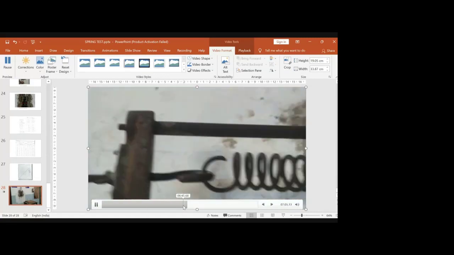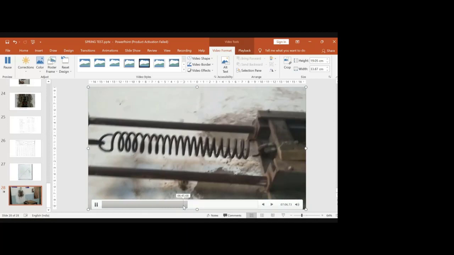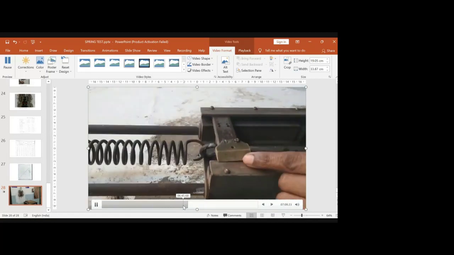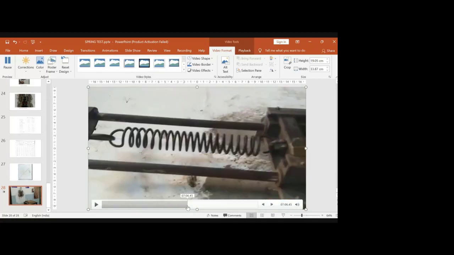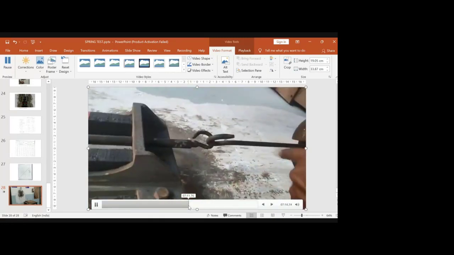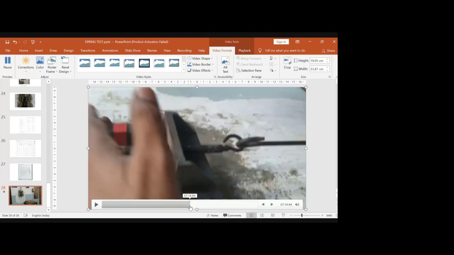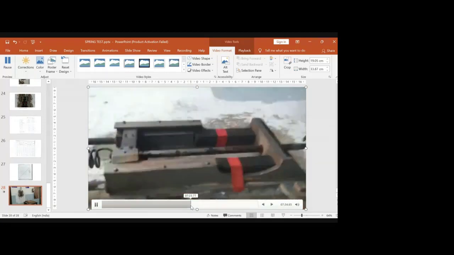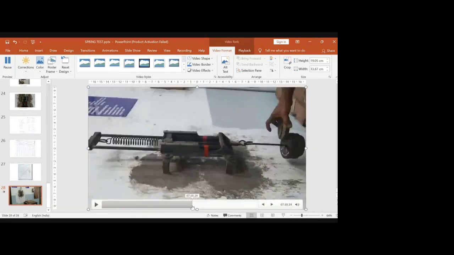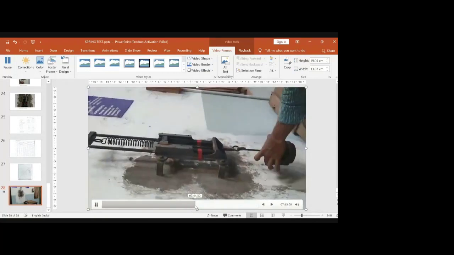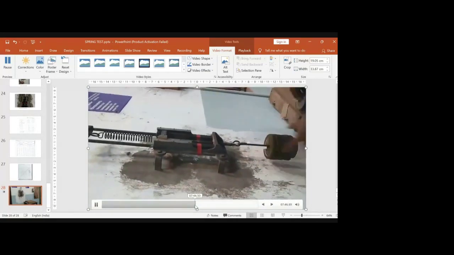So similarly, keep on adding the slotted weights and take the corresponding readings. Then after keeping all the slotted weights, now you keep on unloading. Okay, one more is kept.